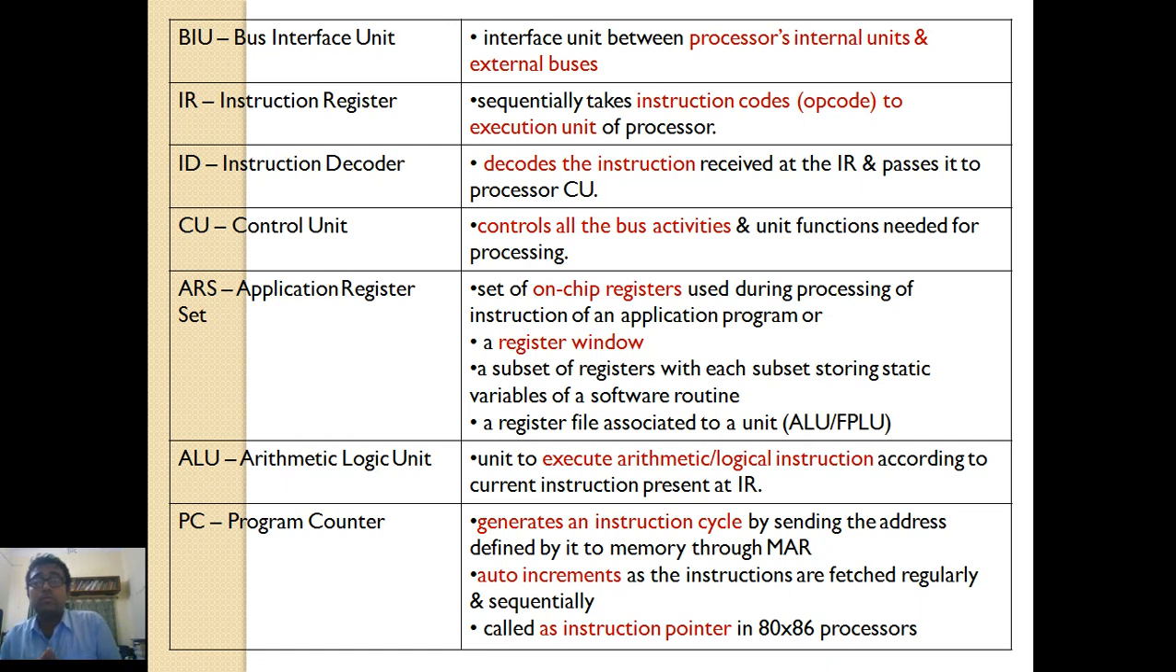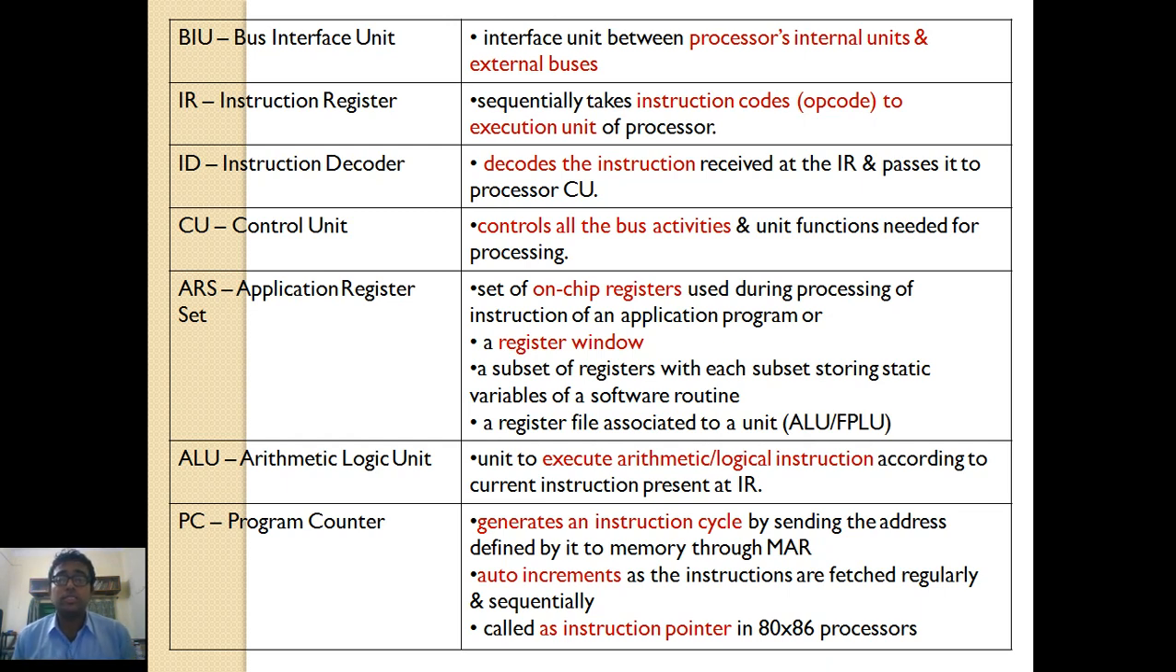The instruction code will be fetched by the processor from the instruction register. From the instruction register, the processor fetches the execution codes or the opcode. It will go to the execution unit of the processor, and according to that the processor determines its next job.